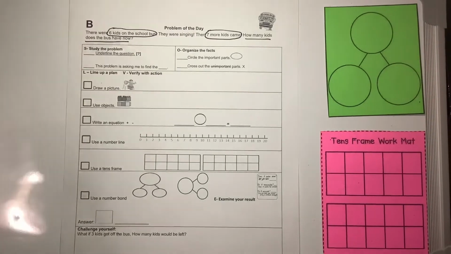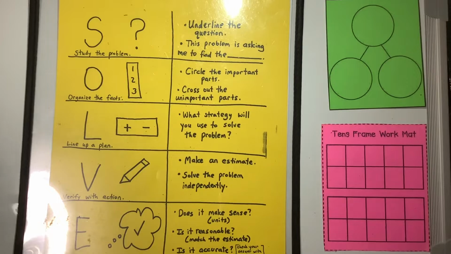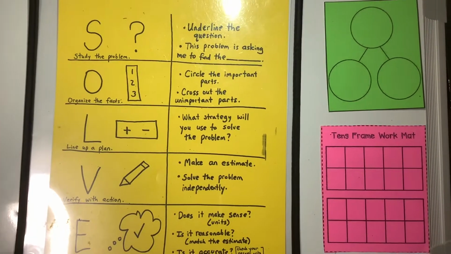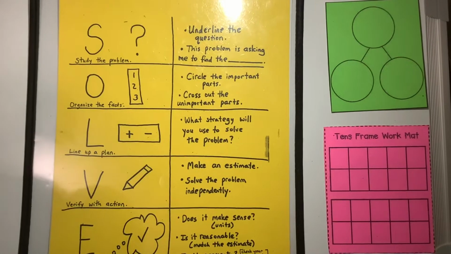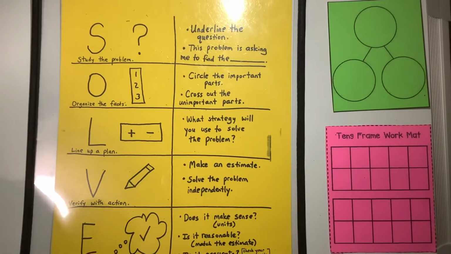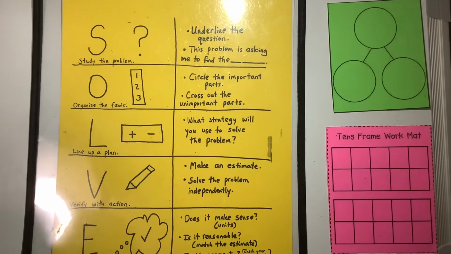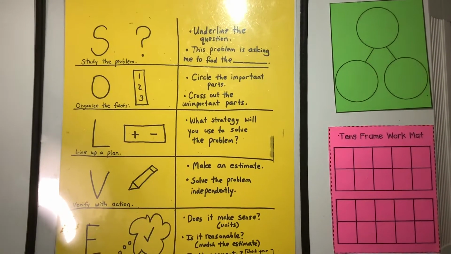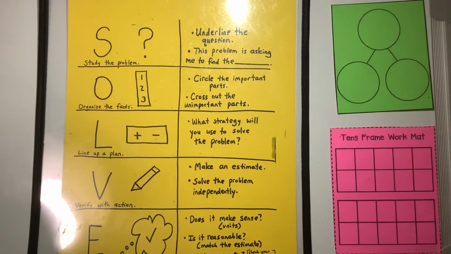Okay, then we think about the S.O.L.V.E method. This method helps us guide our thinking. So S, we study the problem. Underline the question and think about what the problem is asking you to find. O, organize the facts. Circle the important parts, cross out the unimportant parts. L, line up a plan.